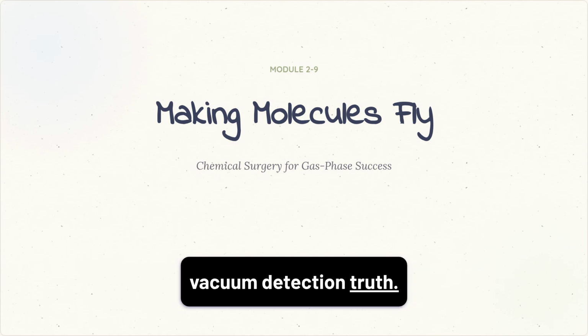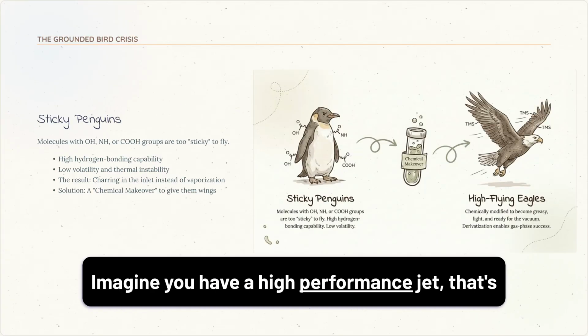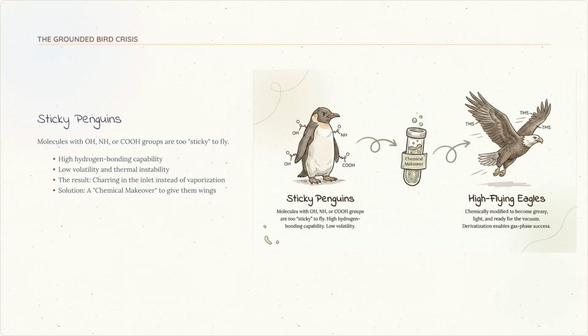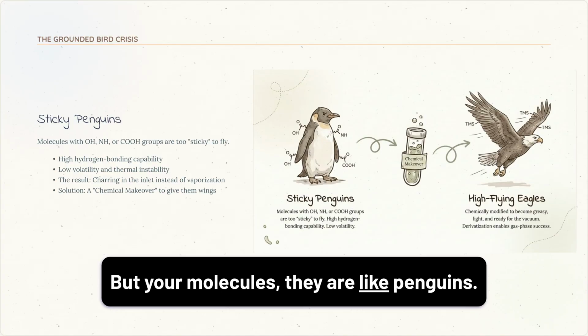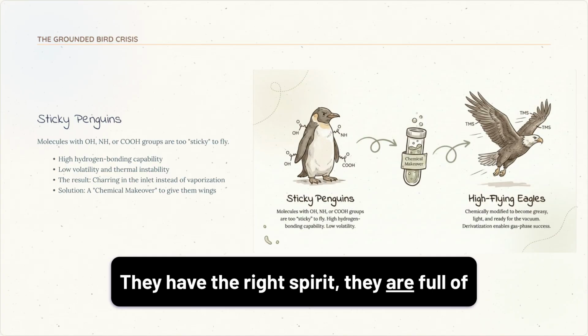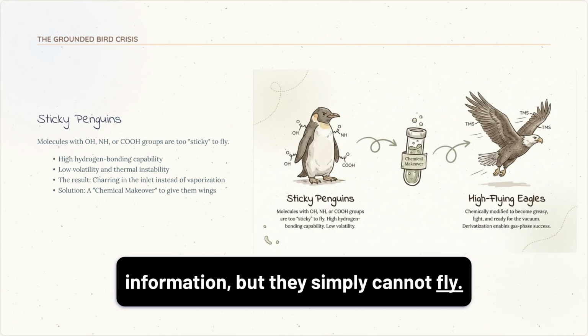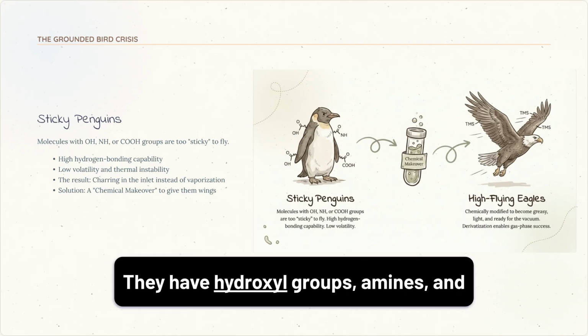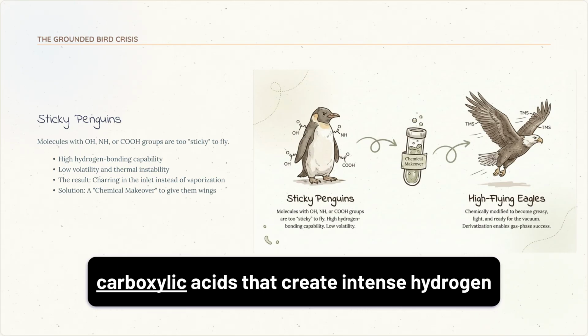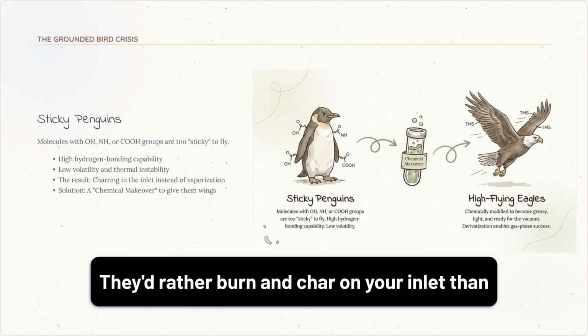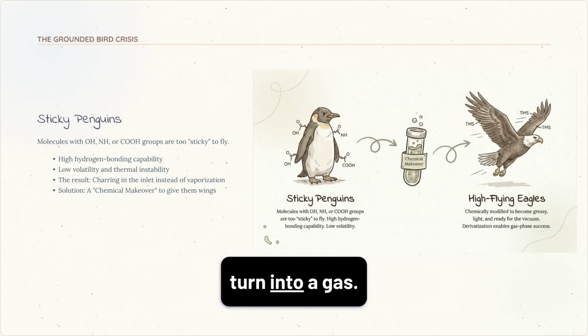high vacuum detection truth. Imagine you have a high-performance jet. That's your GC instrument. But your molecules? They are like penguins. They have the right spirit, they are full of information, but they simply cannot fly. They are sticky. They have hydroxyl groups, amines, and carboxylic acids that create intense hydrogen bonds with each other and the column walls. They'd rather burn and char in your inlet than turn into a gas.